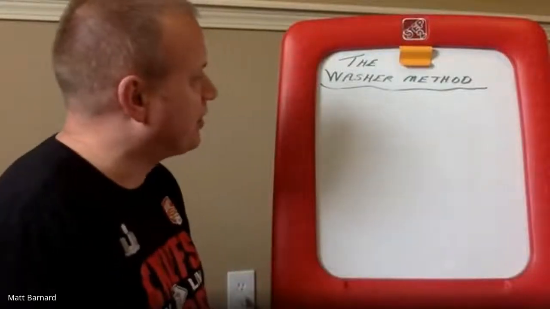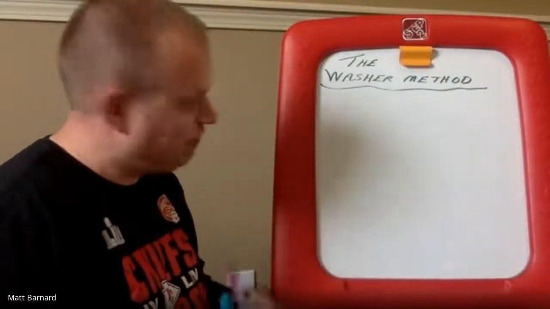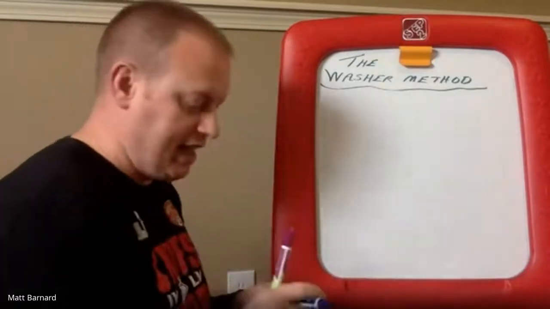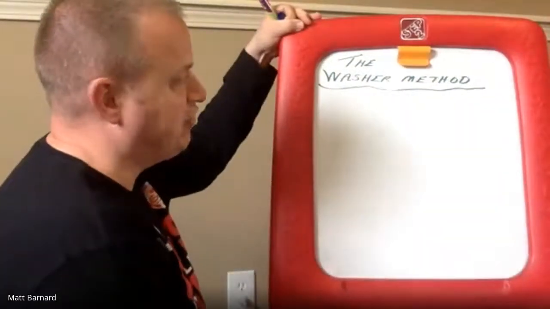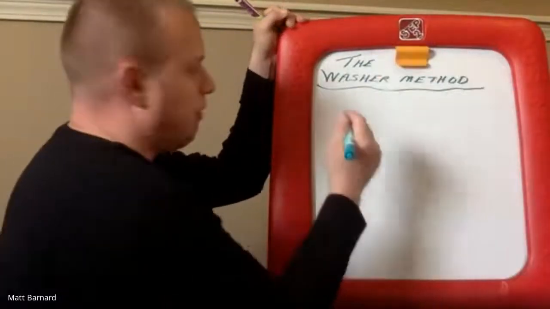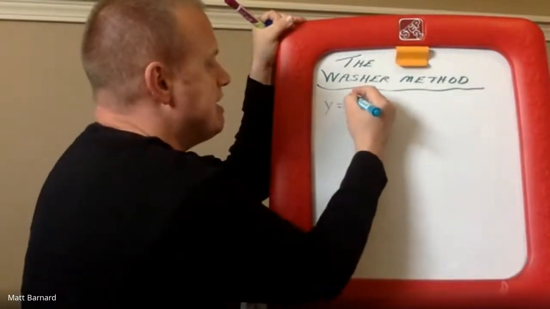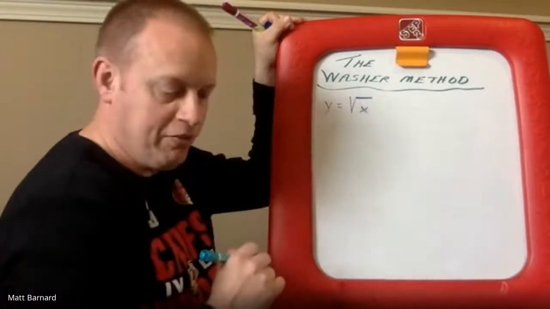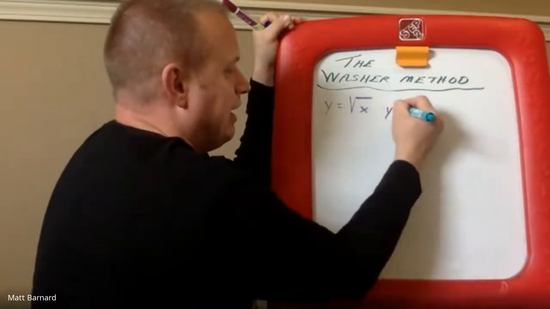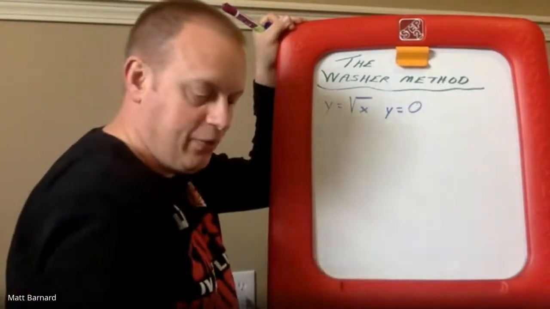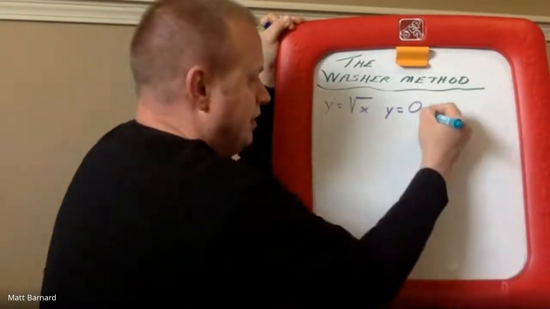About finding volume by the washer method again. So direction-wise, let's take a look at a couple last special cases over a horizontal axis. So we're going to just go ahead and put our boundaries up again. We're going to use y equals the square root of x, y equals 0, and we're also going to use x equals 9.